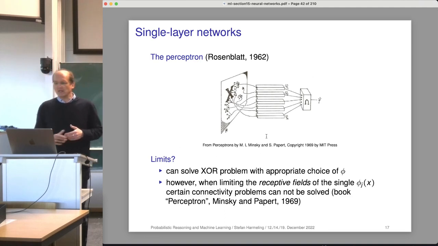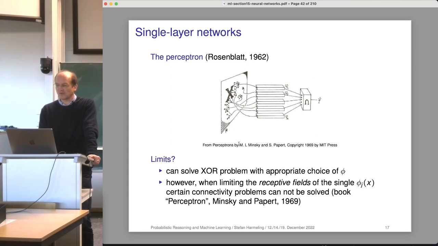However, when you limit the so-called receptive field of a single basis function, then certain connectivity problems cannot be solved. And that is pointed out mathematically very precisely in this book Perceptrons from Minsky and Papert. With receptive fields, it is meant, so this might be basis function number one, phi one, and it's looking at these input signals here. So this is like a retina in your eye, and there are wires connected to it that then do some computation to compute something.